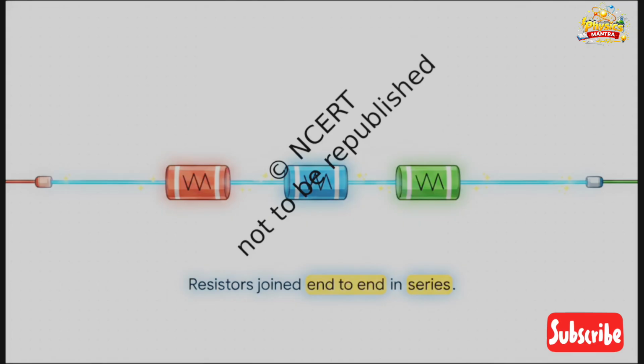Right here, we have three distinct resistors connected one after the other. In a series connection exactly like this one, our invisible river is forced to take one single continuous path through every single resistor joined end to end. There are no branching streams here. Every single electron that leaves the battery must pass through resistor 1, then resistor 2, and finally resistor 3.